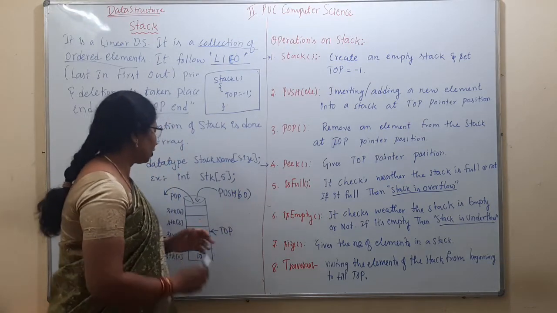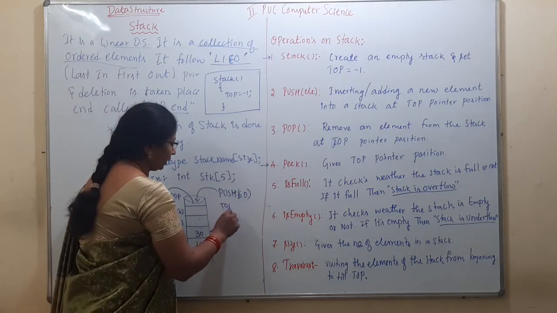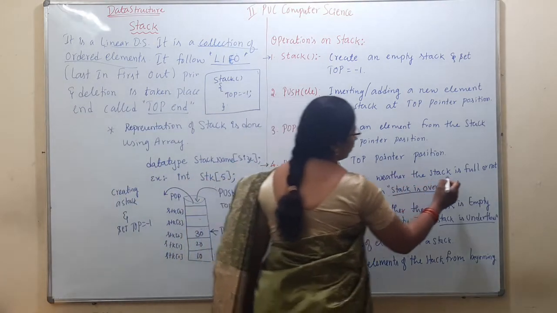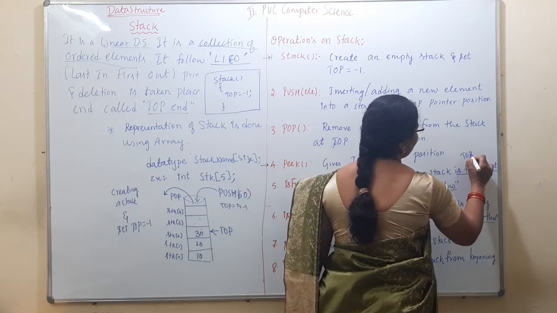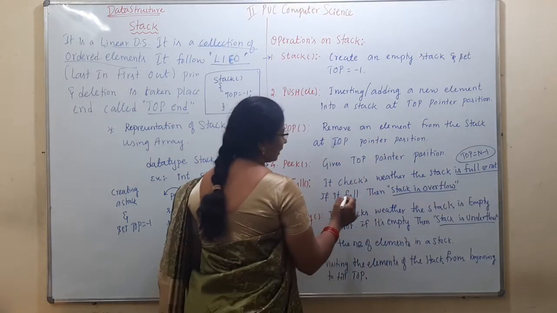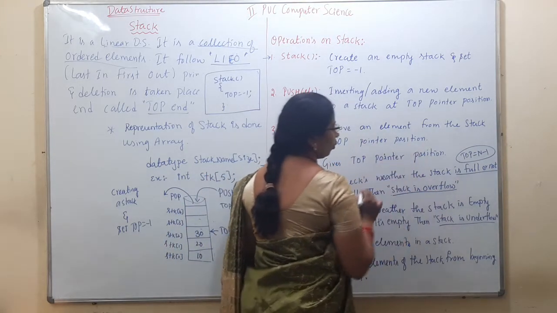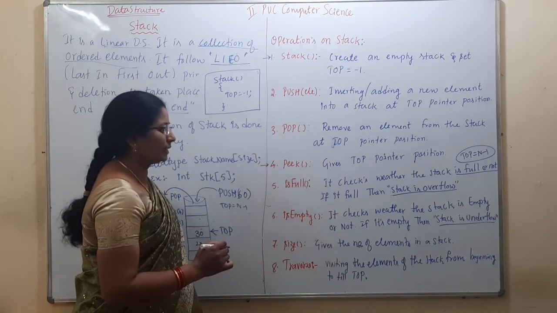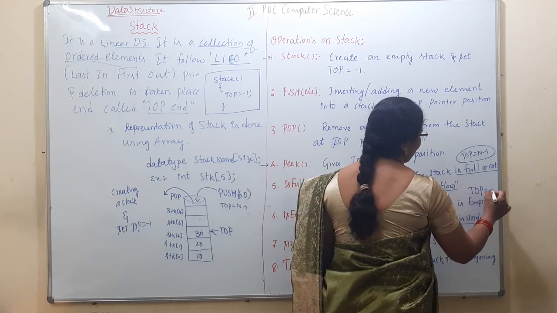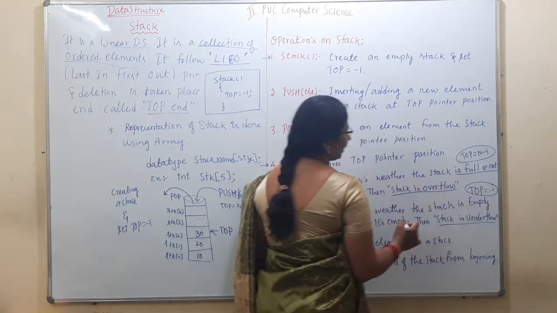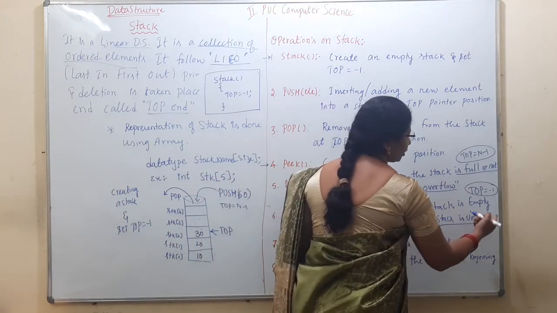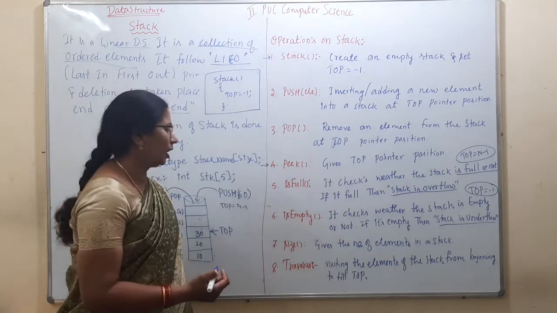Then isFull. Just now we discussed, if the top pointer reaches n minus 1, then the stack is full. When the stack is full, that time display the message called stack overflow. For isEmpty, check whether the stack top pointer is equal to -1. If it is equal to -1, then the stack is empty. That time display the message called underflow.